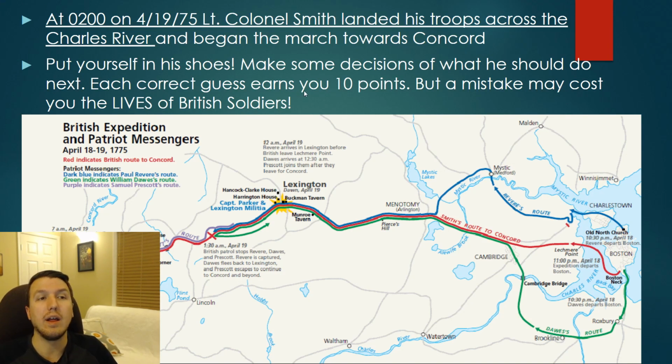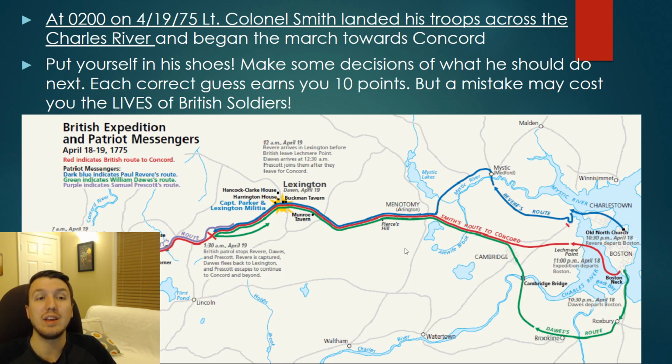You're writing down at 0200, Lieutenant Colonel Smith lands his troops across the Charles River. You can see right here where the Charles River is. It's this blue area right here. I'm sorry, the red area right here. The red line is going to be for the British soldiers.